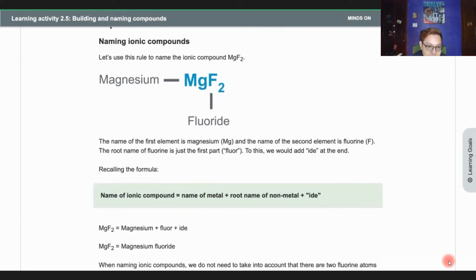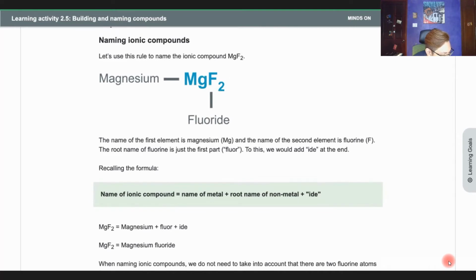Recalling the formula. Naming of ionic compounds: name of metal plus root name of non-metal plus ide.